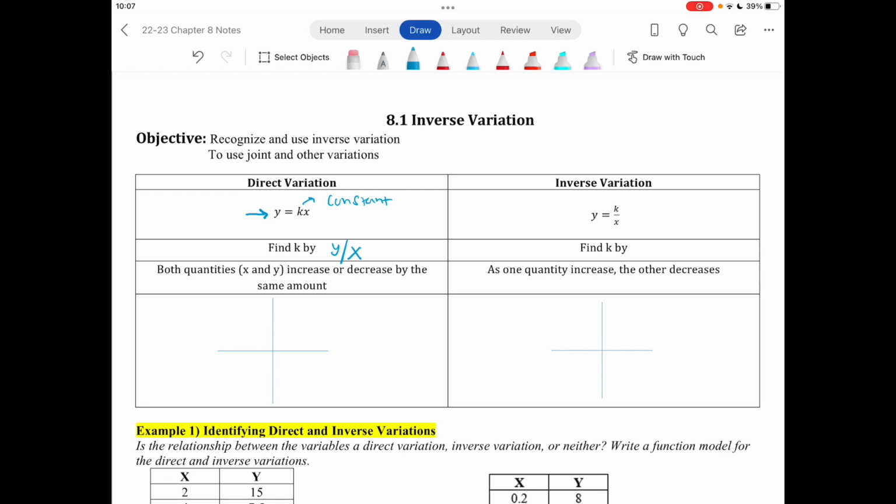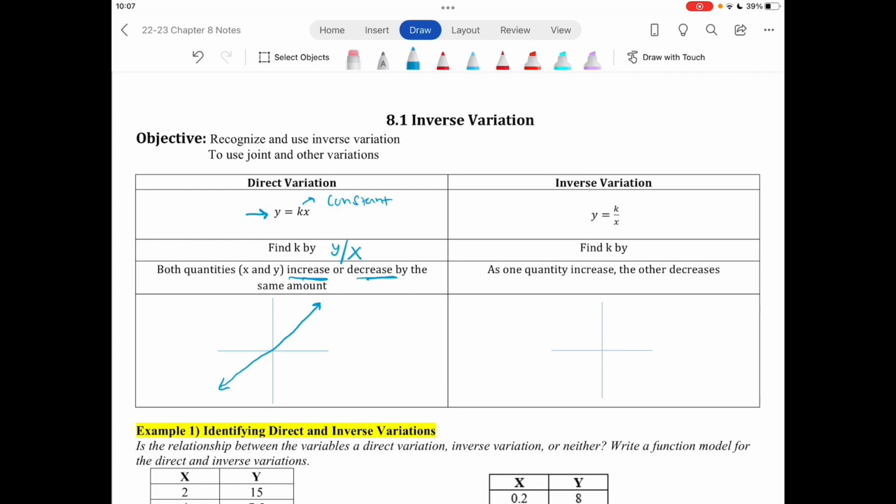Since it's a direct variation, both x and y are going to either increase or they're going to decrease. They're always going to be going in the same direction. The graph of a direct variation is going to be a straight line that goes directly through our origin.